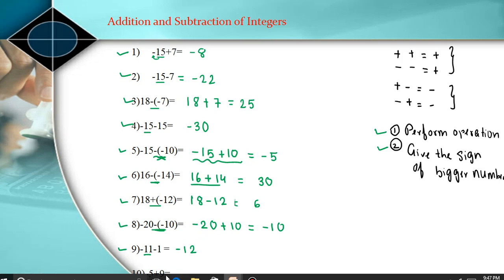So see, the last question is the 10th one. I will solve this 10th question this side. It's minus 5 plus 9. So minus plus becomes minus. So 9 minus 5, 4. Give the sign of greater number. What is greater? 9 is greater. So what is the sign? Plus 4. If you do not write the plus sign, then also it is fine.